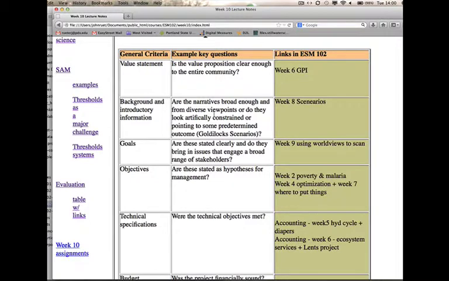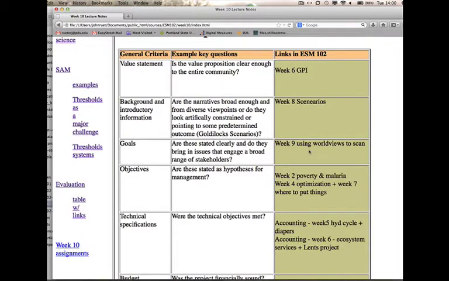The background and introductory information, that's obviously scenarios. In week 8, we talk about collecting the information and making scenarios and using the scenarios as a way to scan, that we actually went out and found fairly reasonable explanations from different worldviews. And that leads right into the goals.